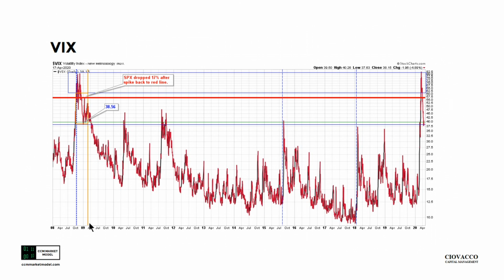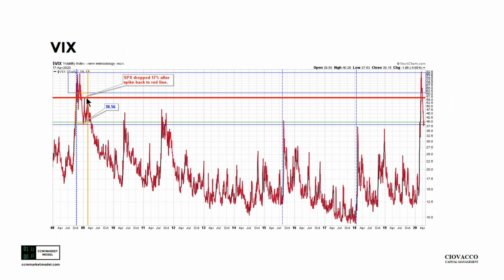The 2009 case, basically when we dropped below and stayed below 38.56, good things happened in the stock market. We closed on Friday at 38.15. That is reflected in our allocation as of Friday's close. If the VIX moves in this direction, we'll learn something next week.